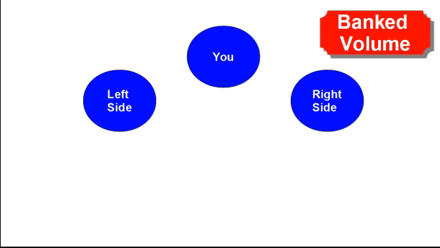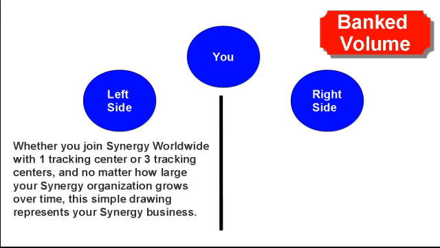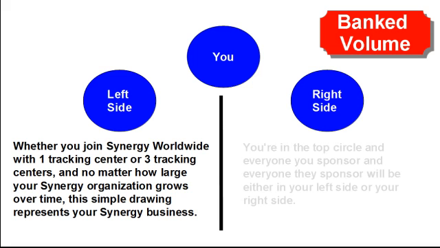To help you visually, underneath your center circle, draw a straight line down to the bottom edge of your paper, effectively dividing your paper into two sides, a left side and a right side. Whether you join Synergy Worldwide with one tracking center or 3 tracking centers, and no matter how large your Synergy organization grows over time, this simple drawing represents your Synergy business.